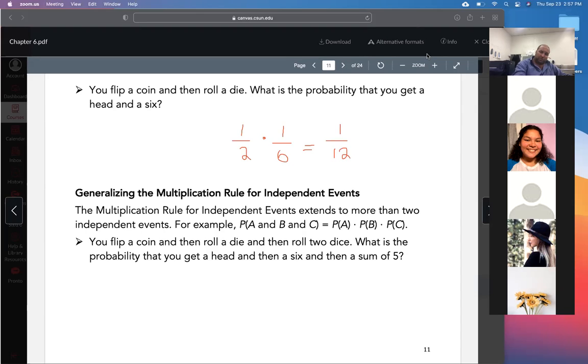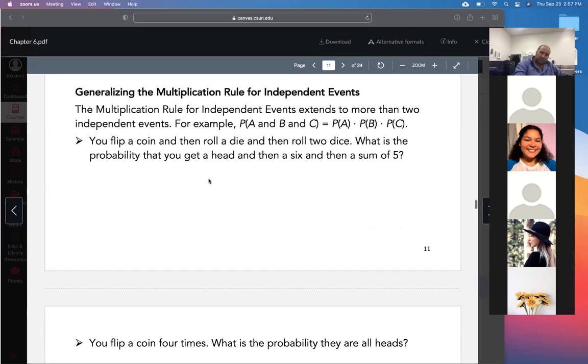And I can go one step further. It can be more than 2 events. It can be a sequence of events. Suppose I flip a coin and I roll a die and then roll 2 dice. So what is the likelihood that you get heads, a 6, and then a sum of 5? First, ask yourself, are these 3 independent events? My first flip, my first roll, my second roll, do they have anything to do with each other? Does one affect the other in any way?